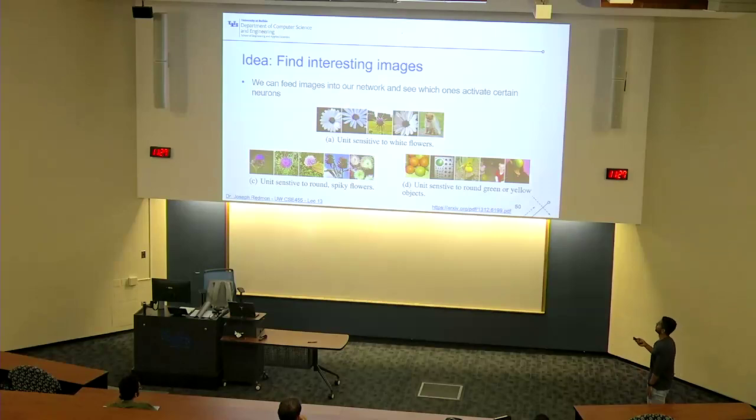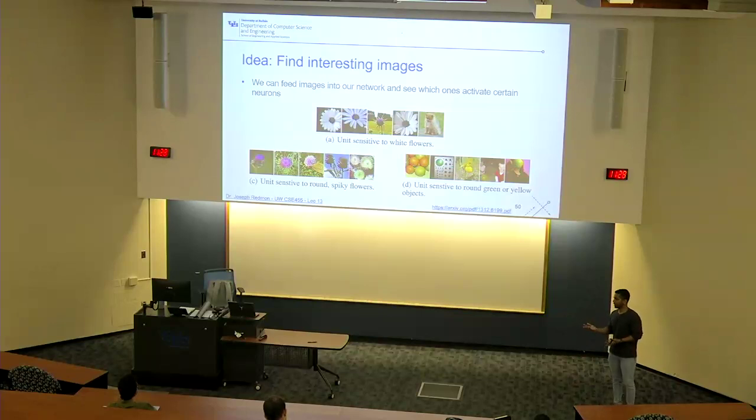So there could be one neuron that's sensitive to white flowers. This one's sensitive to brown spiky flowers. This one's sensitive to brown, green, or yellow objects. So anything that has that would activate that neuron, and combinations of those then tell you what class it is. So it's similar to how we were thinking of solving the MNIST problem as breaking it down into smaller problems, looking for curves or straight lines and representing numbers as composites of those features.